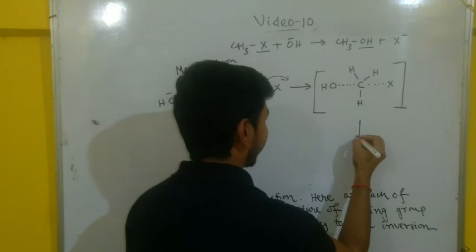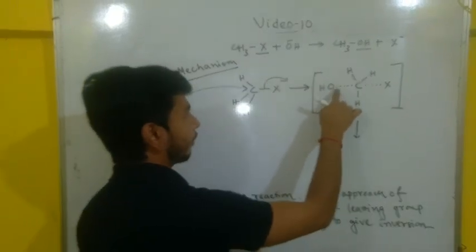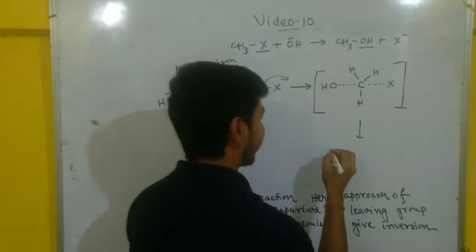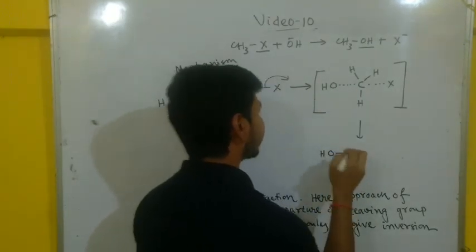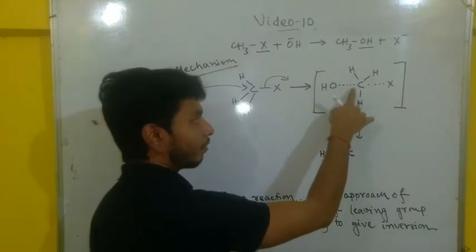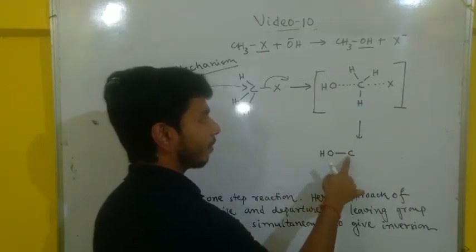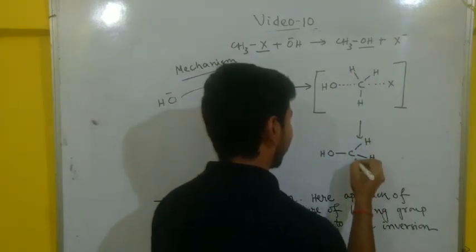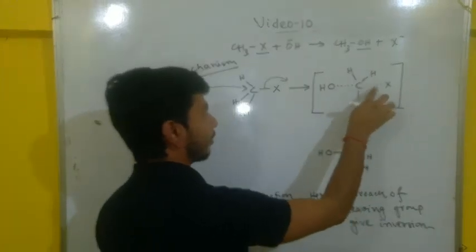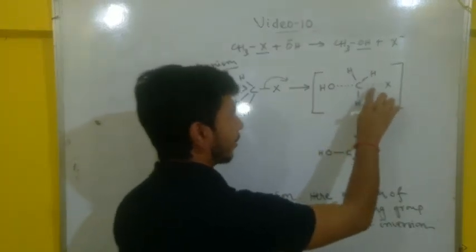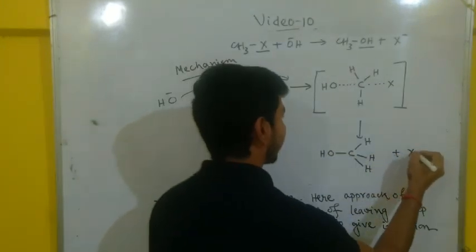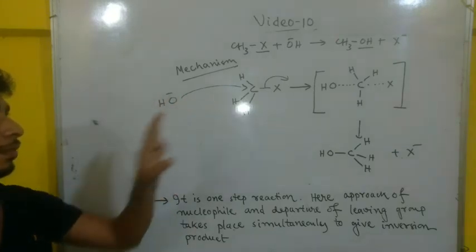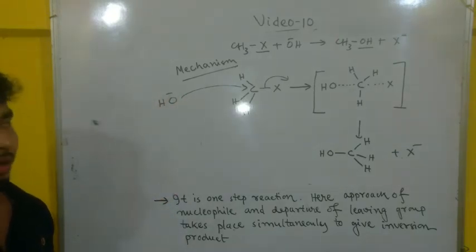Now here what is happening? Here the nucleophile is starting to form the bond. Now this nucleophile will completely form the bond, and there are 3 hydrogens there, and here this carbon halogen bond is starting to break. Now it is completely broken and X group is leaving. So this is the mechanism of the SN2 reaction.